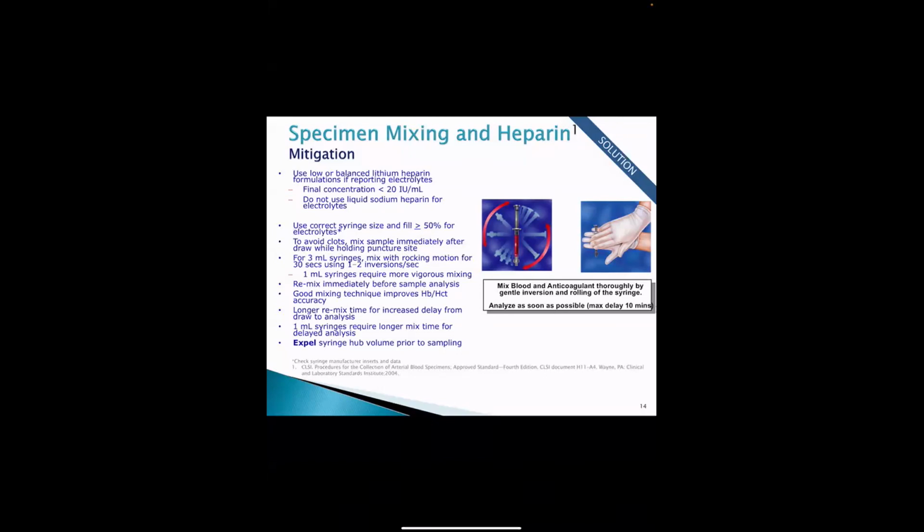And with regard to mixing, to avoid clots, mix the sample immediately after the draw while holding the puncture site. For the 3 ml syringe, mix with a rocking motion for 30 seconds, as you can see here in the picture. For a 1 ml syringe, more vigorous mixing is required. Remix immediately before analyzing the sample. So good mixing technique improves the accuracy of the blood gas results.